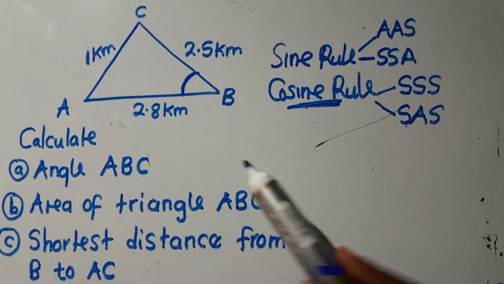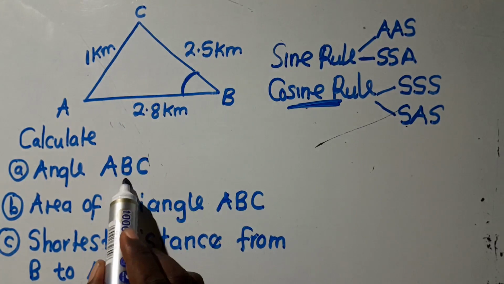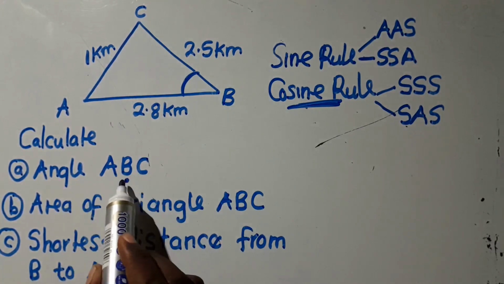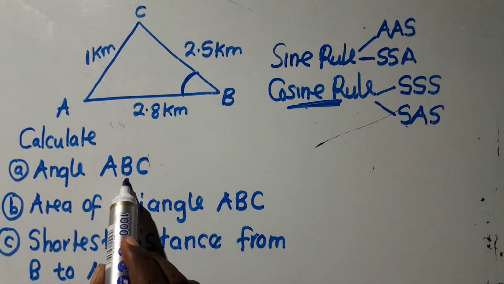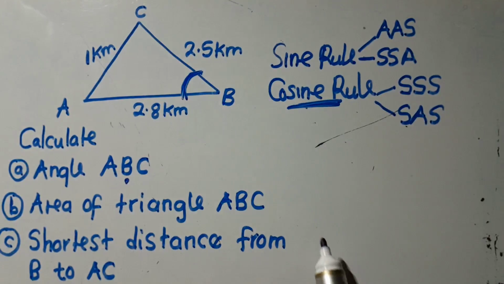But in this case, we are given all the three sides and we are told to find the angle B. Remember, whenever you are given angle ABC, meaning you get the angle in the middle, which is B. So we find the angle B, which is there. How can we find the angle B? Which formula do we use?